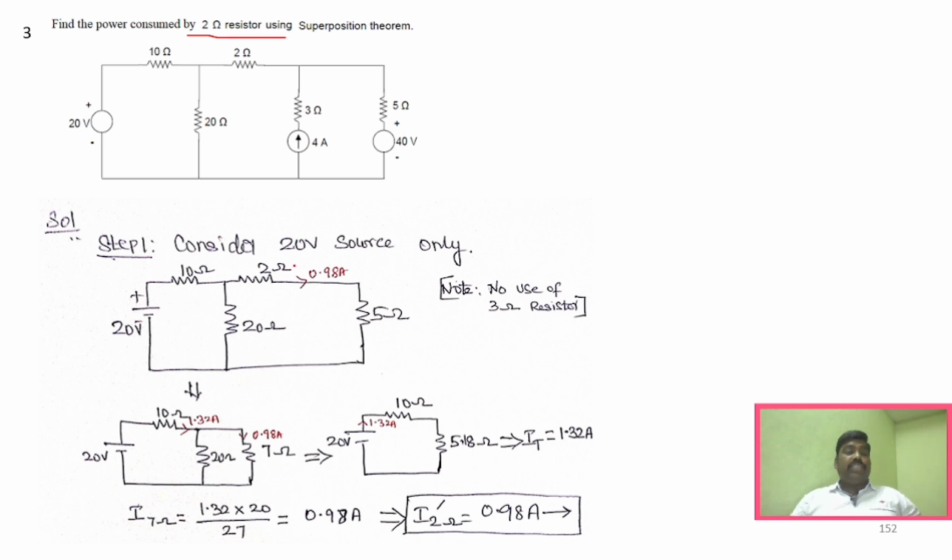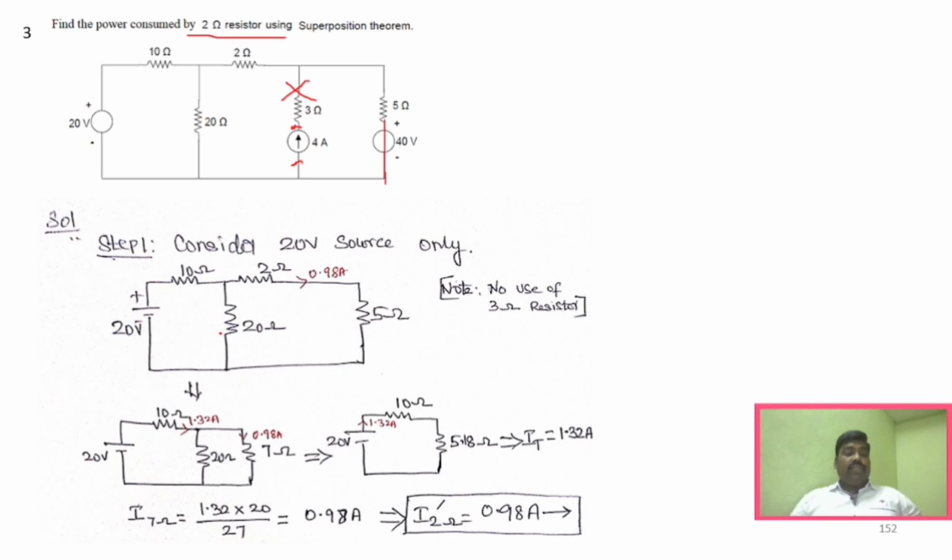So for the 2 ohm resistor, the first thing I am doing is short circuiting this voltage source, correct? Short circuiting this voltage source and open circuiting this particular current source. If I open circuit this current source, then this resistor becomes no value. That is why it is not drawn here, right? So it is 10 ohm, 2 ohm, 20 ohm and 5 ohm, right?